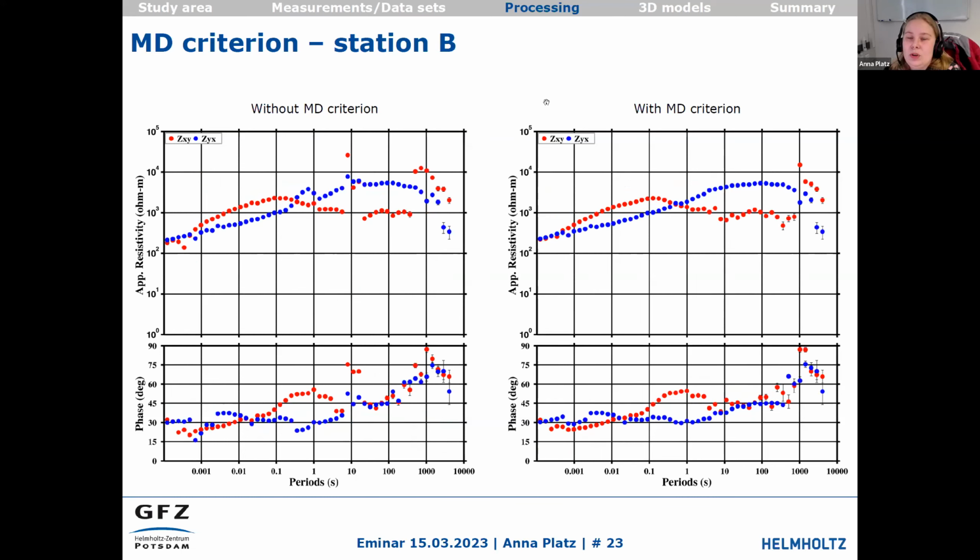This can also be shown for a station which has already good data quality, as here for station B. On the left-hand side, you see again our robust single-site processing result using notch filters and a coherence value. On the right-hand side, we see now the result using also the Mahalanobis distance criterion in addition. And also in this case, we get a lot of improvements for the high frequencies, but also for the longer periods, because this criterion is independent of frequency.